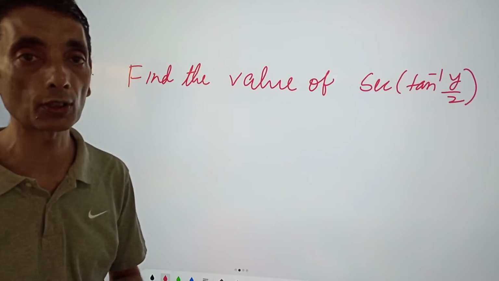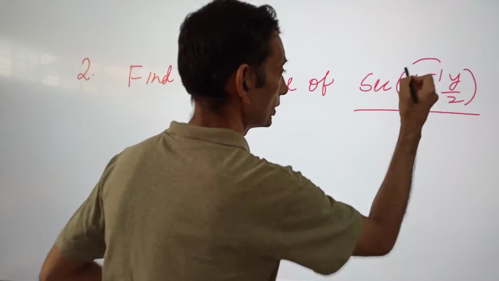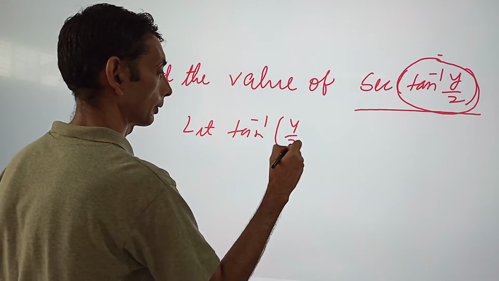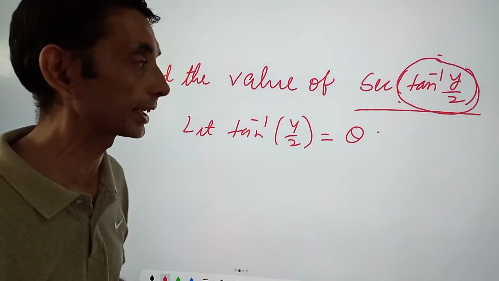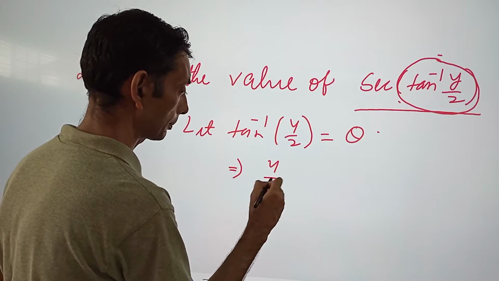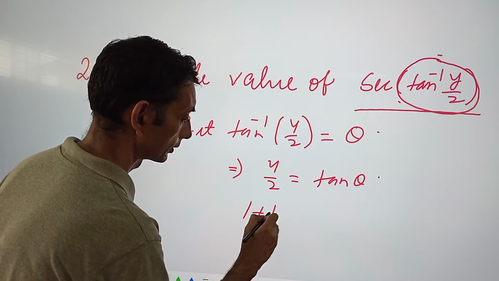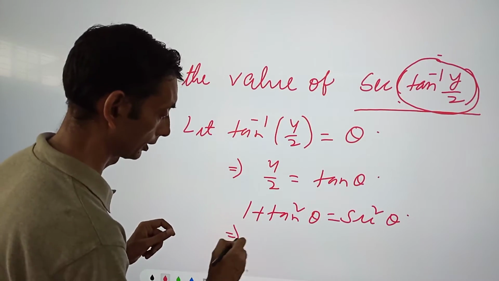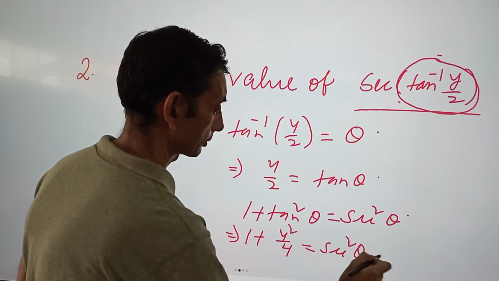What's the question? Find the value of sec tan inverse y by 2. To find the value of this, let tan inverse y by 2 be theta. So we need to find the value of sec theta. We can simplify this: y by 2 is equal to tan theta. And we know that 1 plus tan square theta is equal to sec square theta. So this implies 1 plus y square by 4 is equal to sec square theta.